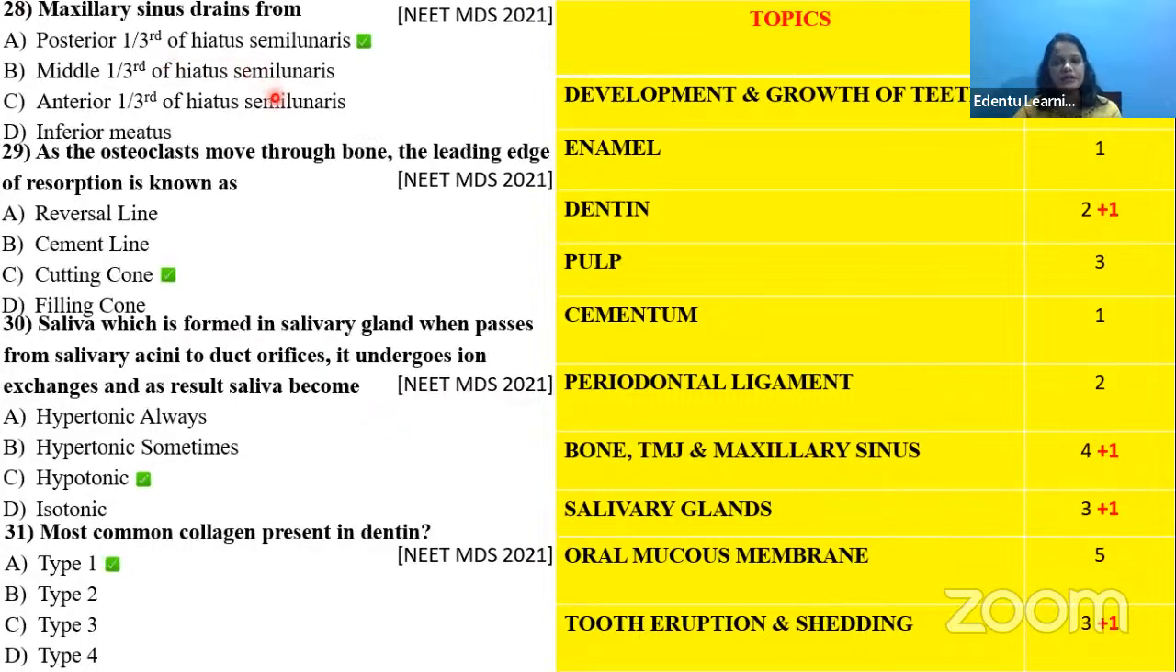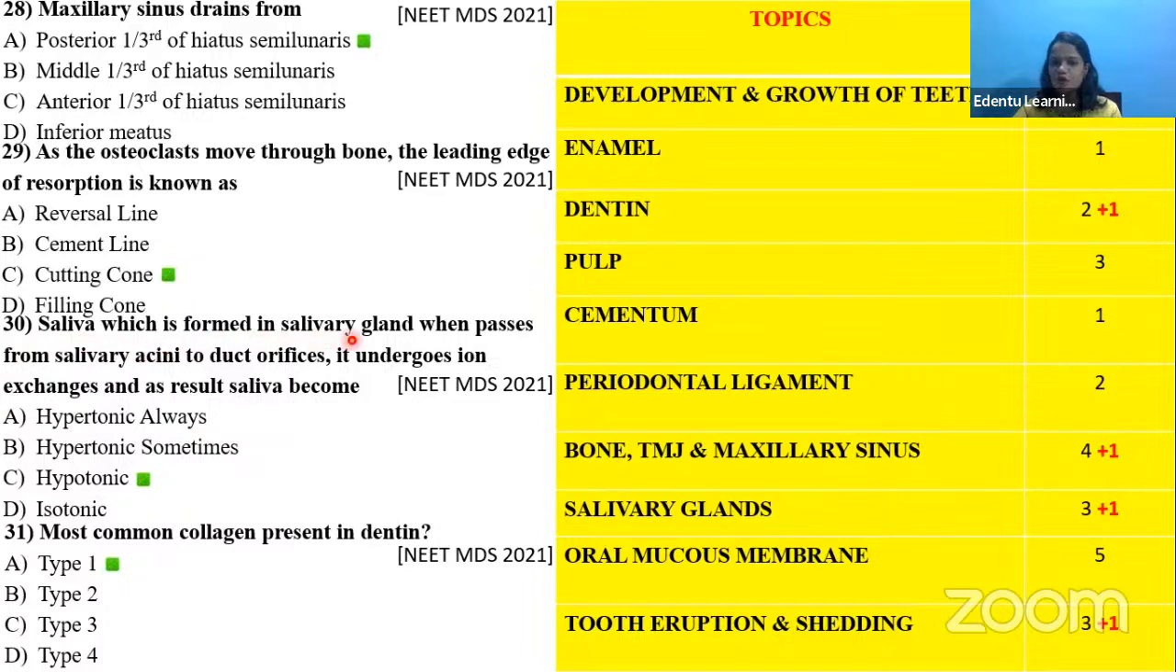Next, again from 2021, the question: the maxillary sinus drains from. The maxillary sinus usually drains from the posterior one-third of the hiatus semilunaris. Again, maxillary sinus topic. Next, as the osteoclasts move through bone, the leading edge of resorption is known as the cutting cone. So we will put it under this osteoclast, mainly involved in the shedding process. So we'll put it under shedding here.